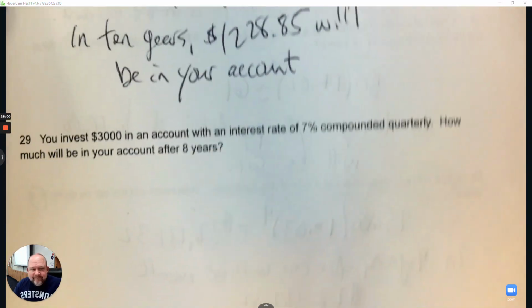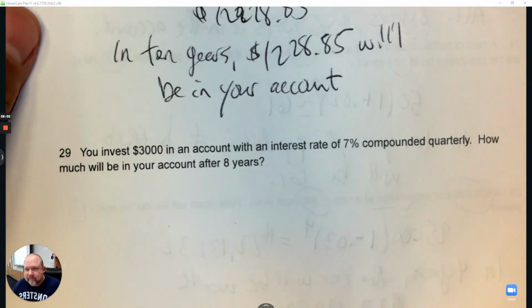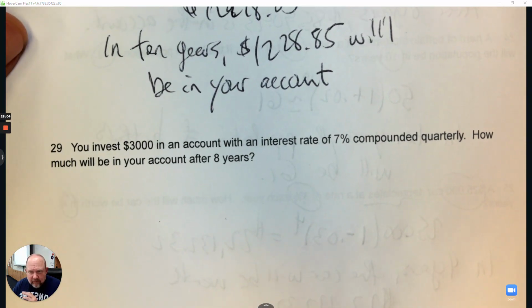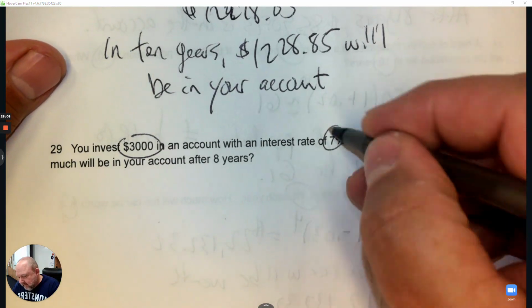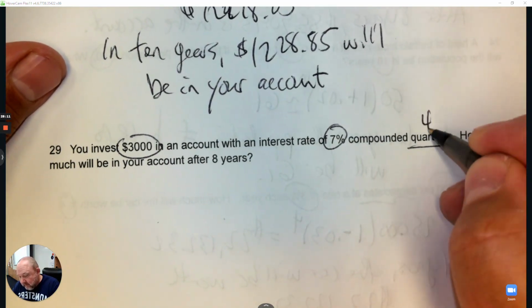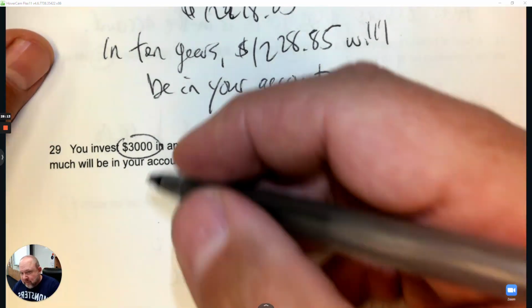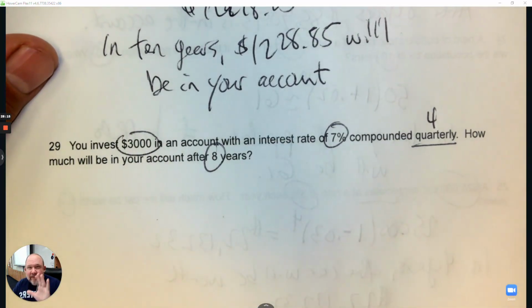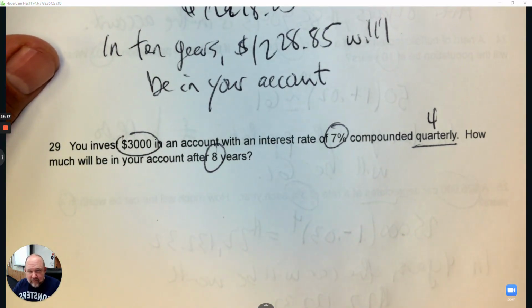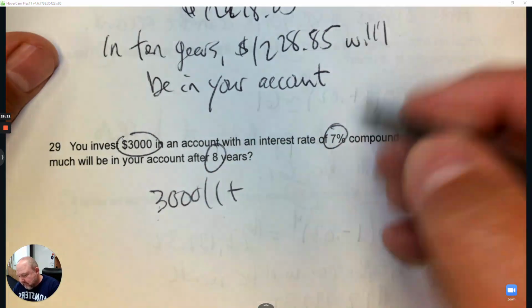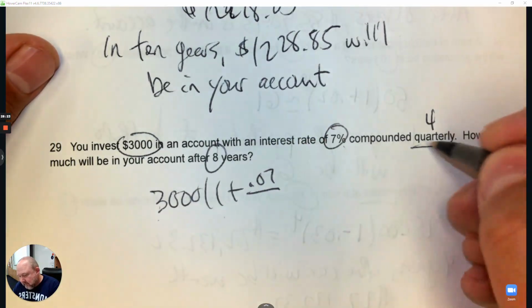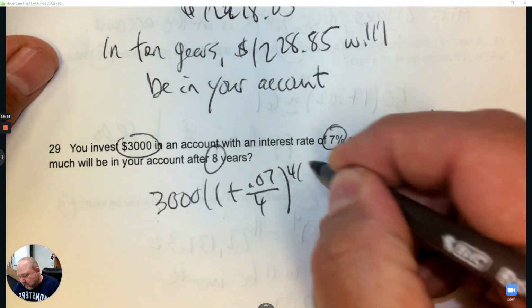All right, 2 left. Always press pause. Always try first. You invest $3,000 in an interest rate 7% compounded quarterly. Quarterly means 4 times a year. How much will be in your account after 8 years? Try the formula first, then press play. So it's 3,000, 1 plus 0.07 divided by 4, and then it's 4 times 8.